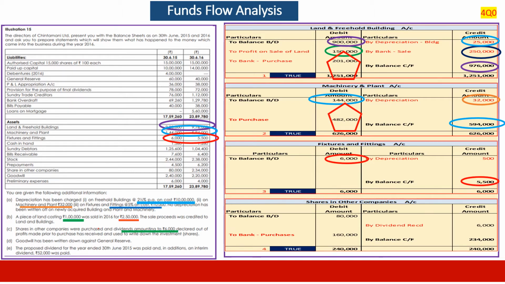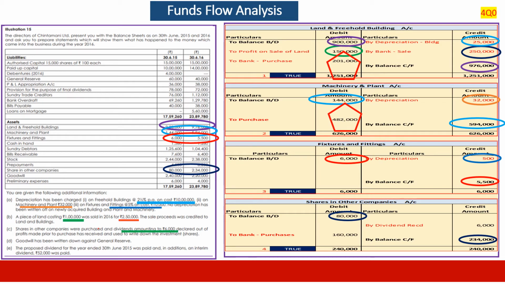Third item is furniture and fittings. Opening balance 6,000, closing balance 5,500, and depreciation is given as 5% of 10,000 is nothing but 500. Account perfectly matches. There is no missing item in that. The account is as good as ignorable. Only depreciation has to be taken into profit and loss adjustment account.